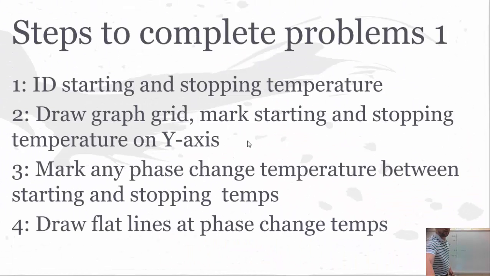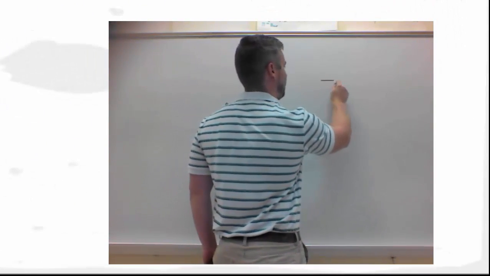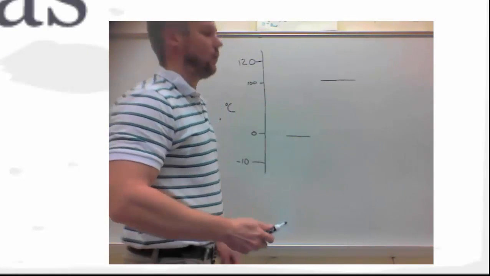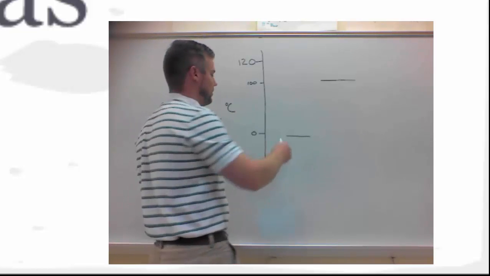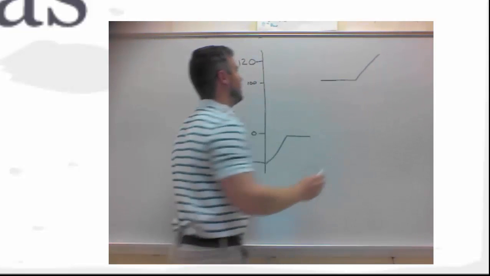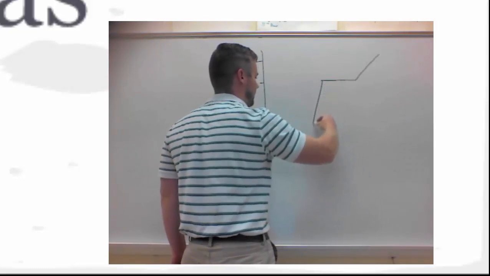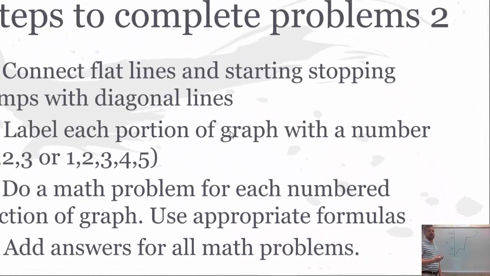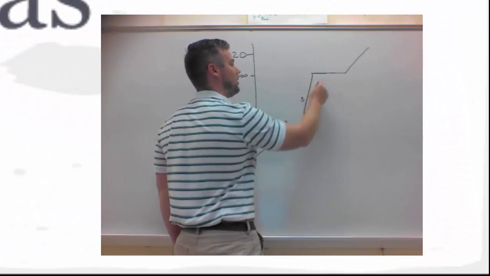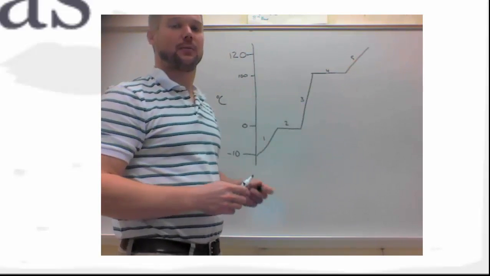At the phase changes, we're going to draw flat lines. So I have one flat line at my 0 and another flat line at the 100. We're going to connect these flat lines to the starting and stopping points. This is going to extend up to the 120. And then I can connect my flat lines like so. And then finally, I can label these 1, 2, 3, 4, 5, because I'm going to need to do 5 different math problems.